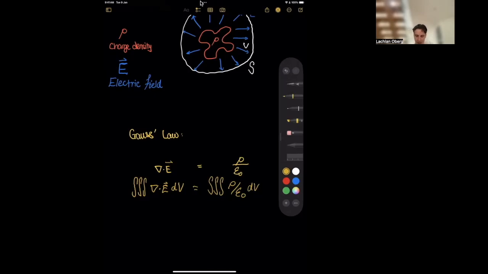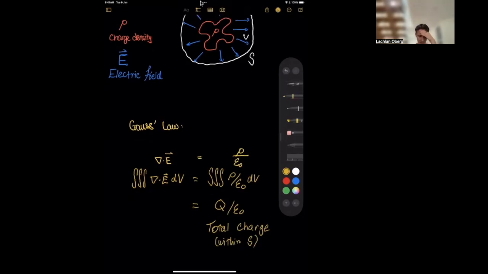So let's focus on the right-hand side of this equation first. Well, if I have a charge distribution, and I add up every little piece of this charge distribution within a volume, what am I left with? That's simply the total charge enclosed within that volume. So let's call that Q. And it's still going to be divided by epsilon naught. So that is the total charge within S. But what about the left-hand side of this equation?